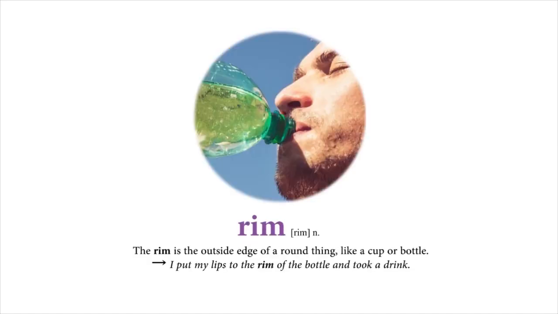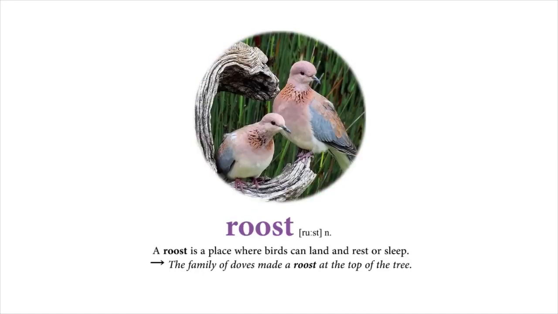Rim. The rim is the outside edge of a round thing, like a cup or bottle. I put my lips to the rim of the bottle and took a drink. Roost. A roost is a place where birds can land and rest or sleep. The family of doves made a roost at the top of the tree.